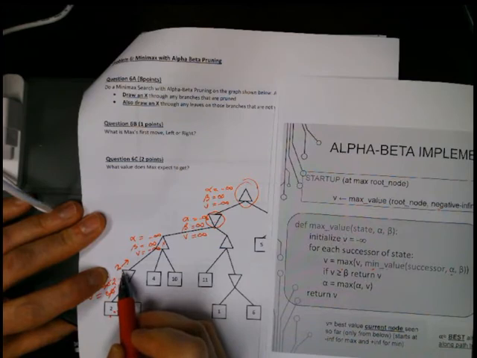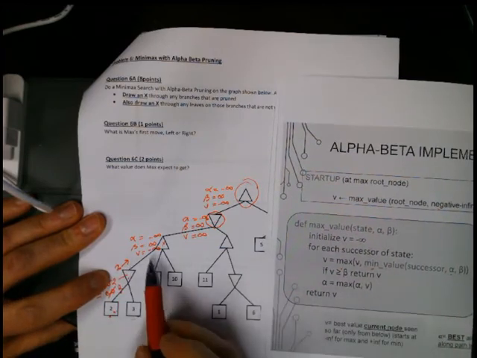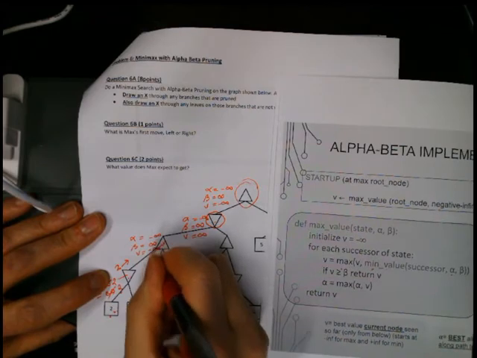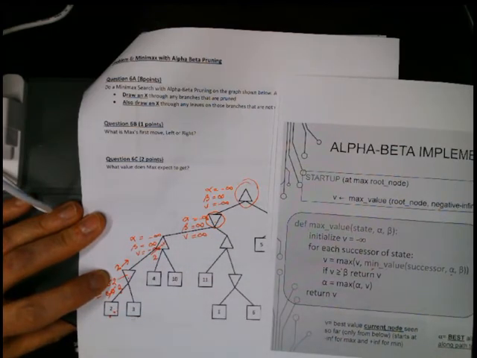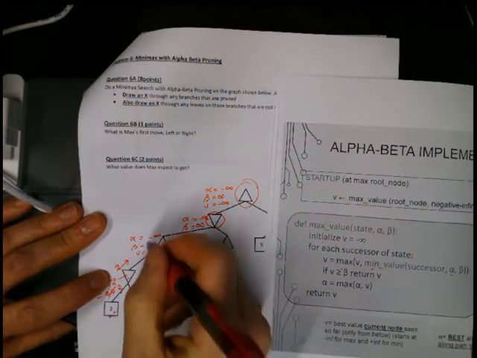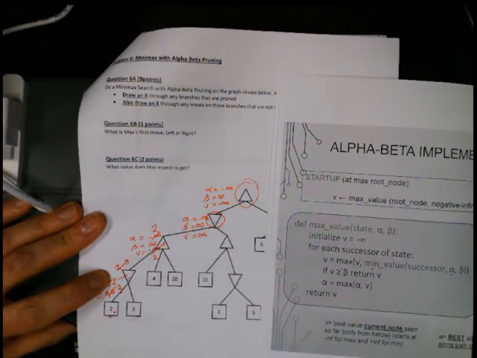We say, what's bigger, right? Because V is going to get the maximum of 2 and negative infinity. Well, it's 2. So we will take that 2. And then is V greater than or equal to beta, which is infinity? No. So alpha is going to get the max of negative infinity and 2. So alpha becomes 2.